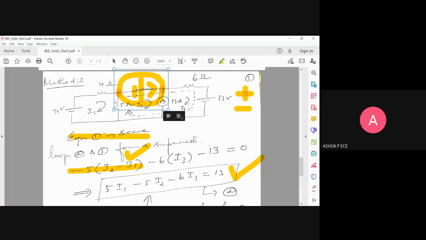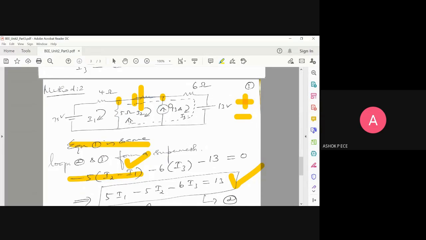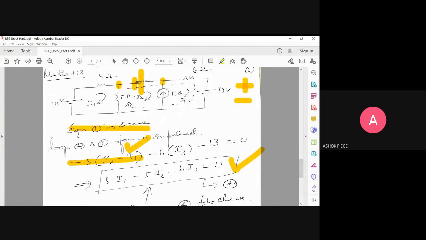So super mesh means a current source common to 2 loops. Super node means a voltage source between 2 nodes. For both super mesh and super node, you have 2 methods of solving. One is using conventional KVL or KCL. The second is identifying the super mesh or super node and solving it. And the answers from both methods are going to be exactly the same. If anybody has doubts, you can ask. What we have seen today is super mesh. Remember, super mesh means the current source is common to 2 loops.